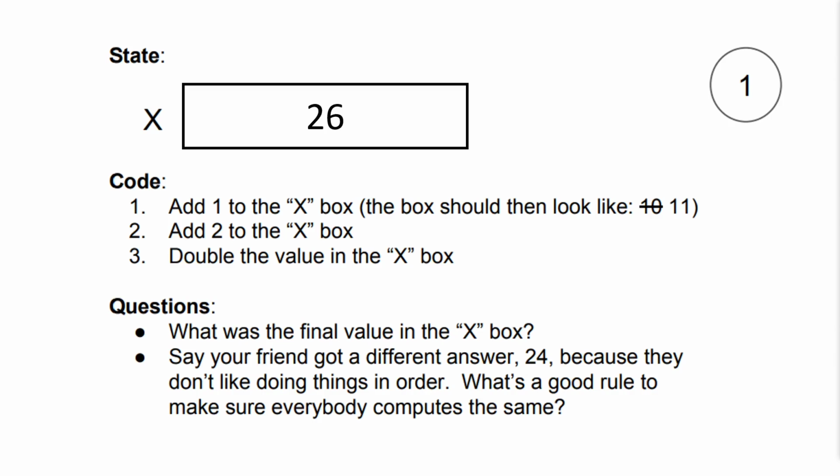26. Now, the question here is asking, what if my friend got a different answer, 24? They're a troublemaker, and they don't like doing things in the right order. The question is, what's a good rule to make sure that everybody gets the same answer? If everybody in the classroom brings a laptop and we give the same code to them, they should all get the same answer.